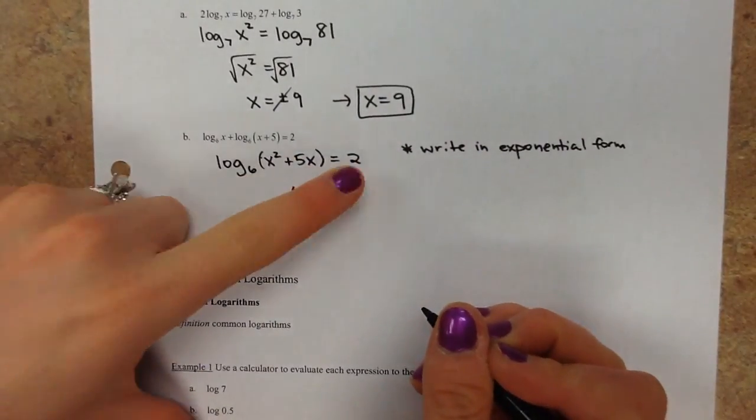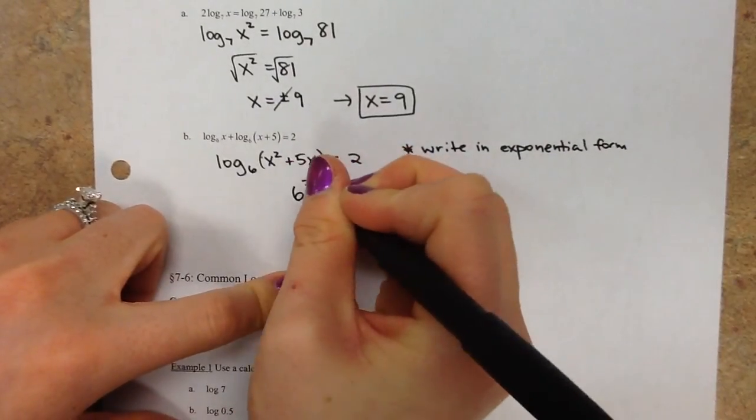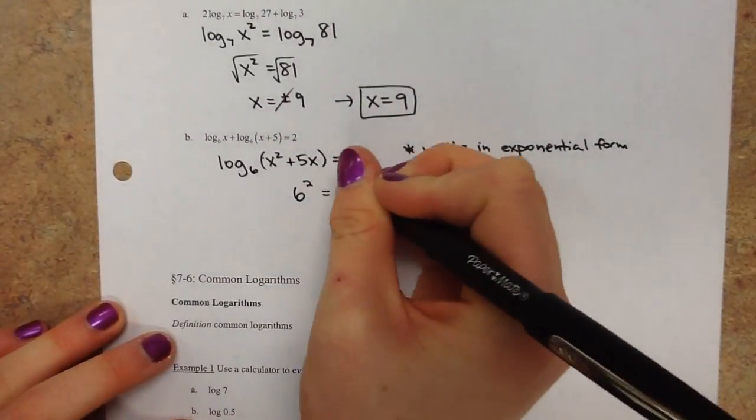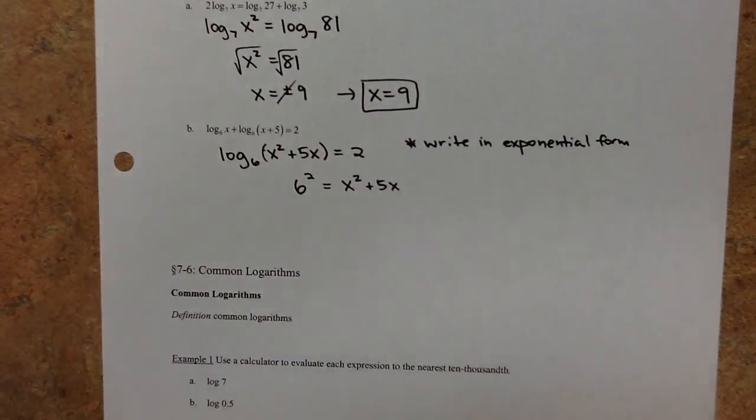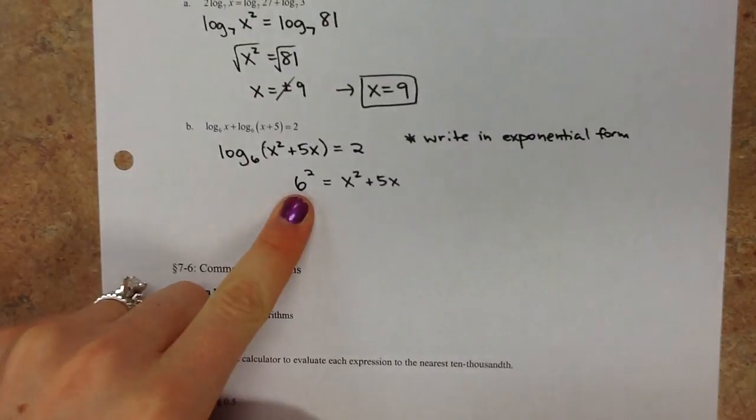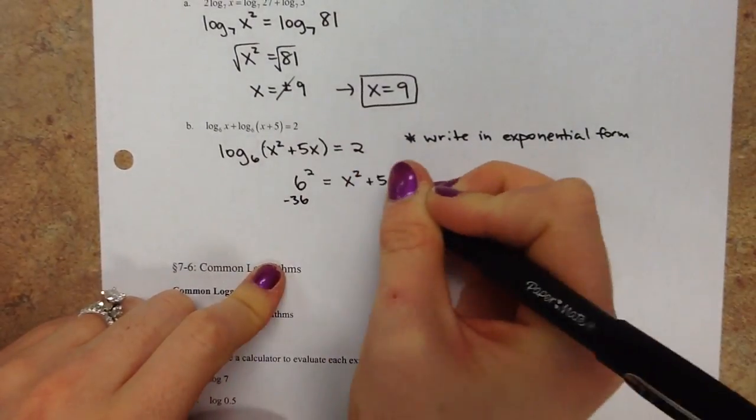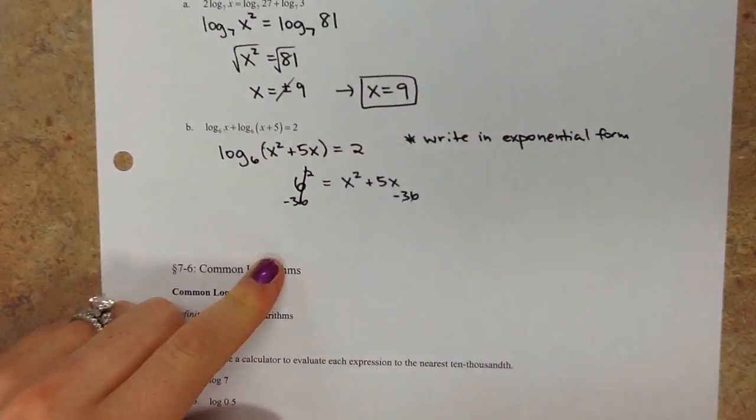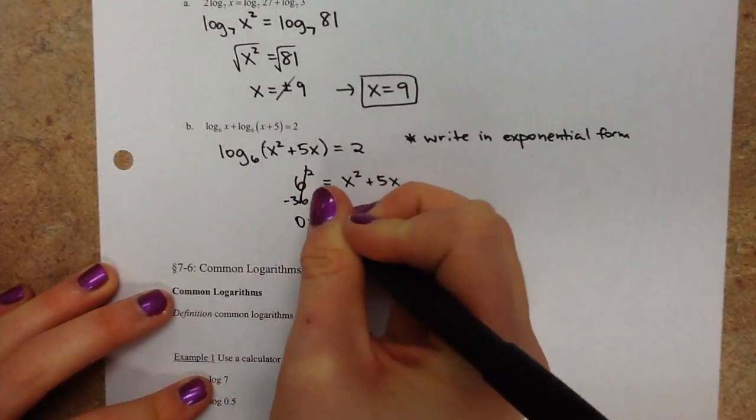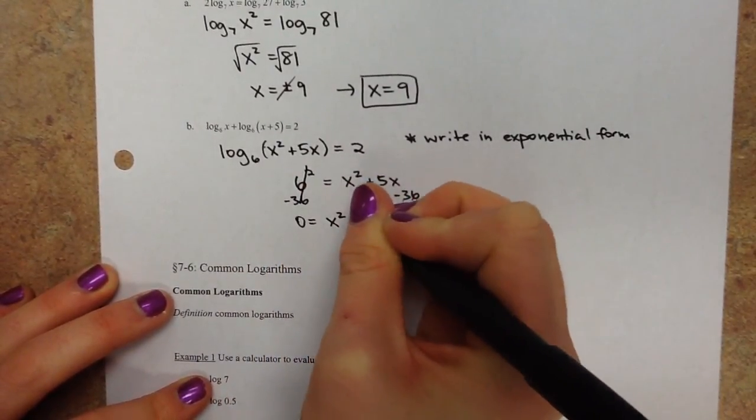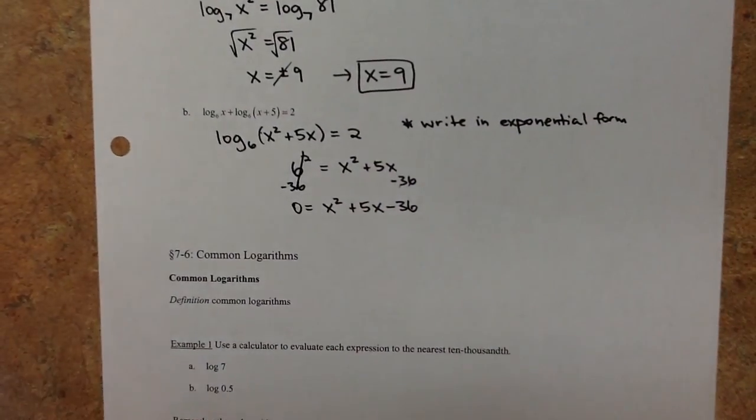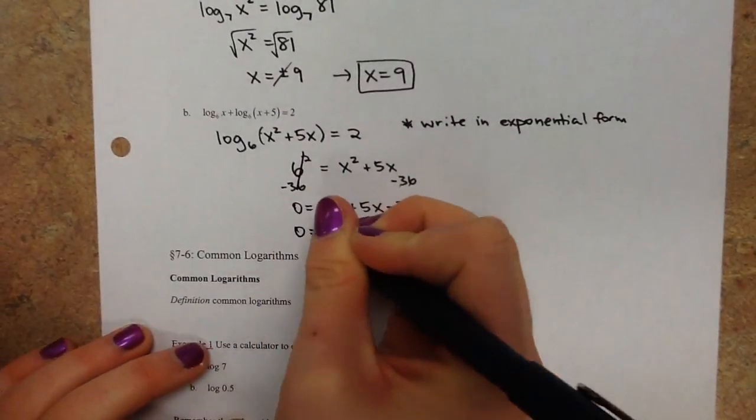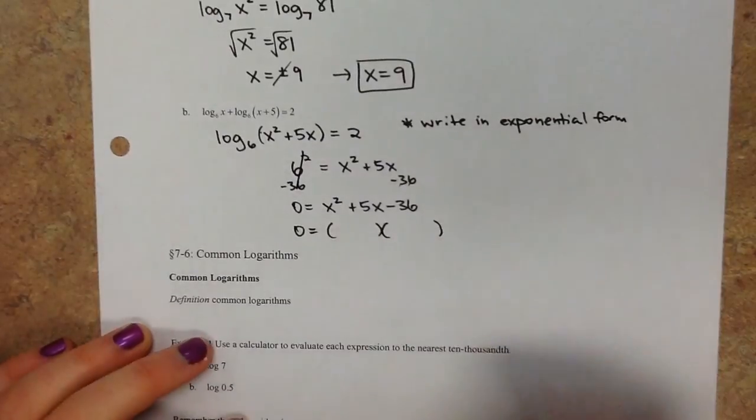So we write 6 to the second power equals, and then this stuff right here, x squared plus 5x. Okay, so now we're going to keep simplifying. We're going to solve. This is a 36. So since this is a quadratic equation, remember you want to get just 0 on one side. So I have 0 equals, this is x squared plus 5x minus 36. So our main way to try to solve quadratic equations is to factor. So let's try to write this as 2 separate factors.